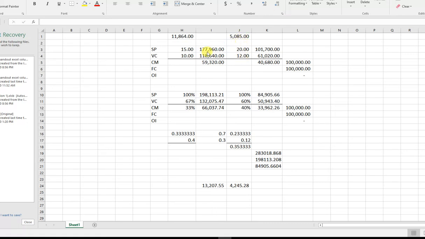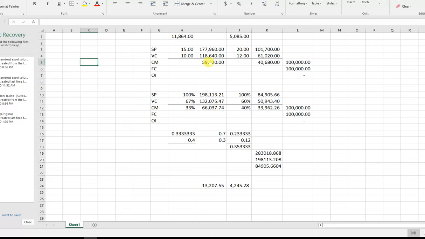So I'll click on this. I don't know if you can see the formula right up there. If you click on this formula bar, it shows you what you added. This one is simply the number of units times the selling price. This one is simply the number of units times the variable cost.